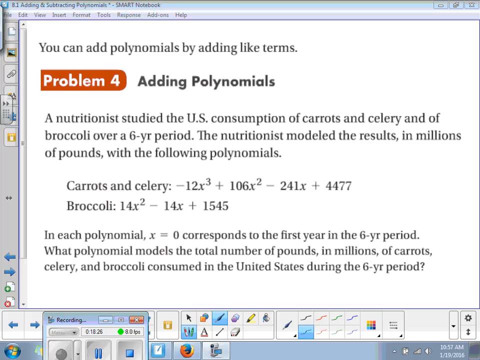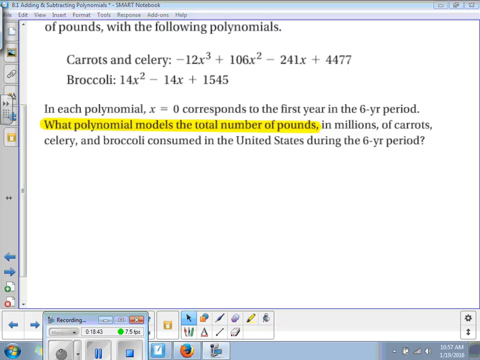Okay, so the question is, what polynomial models the total number of pounds? Of course, total means we're going to add. We're going to add. Now, when you add polynomials, you need to have a column of the first type of term, a column of the second type, a column of the third, a column of the fourth, and so forth. Okay? So, in other words, if they were all A's, B's, and C's, you'd have a column of A's, column of B's, column of C's. Okay?